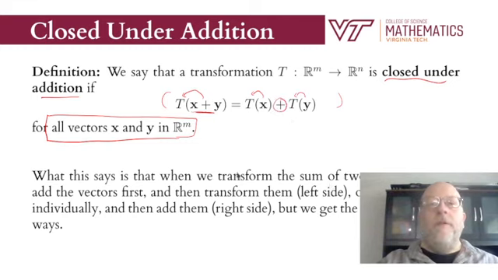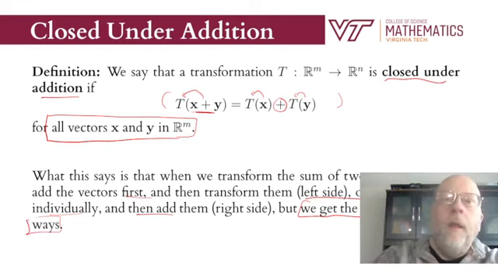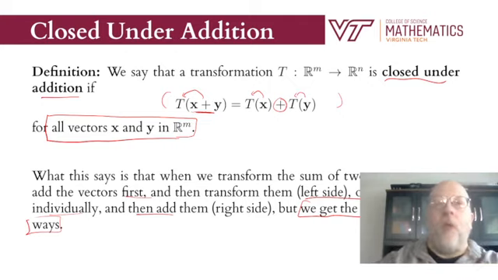So when we transform the sum of two vectors, we can do either operation. We can add the vectors first and then transform them, or we can transform them individually and then add them. So we get the same answer both ways. So this is a forgiving, a not fragile operation.